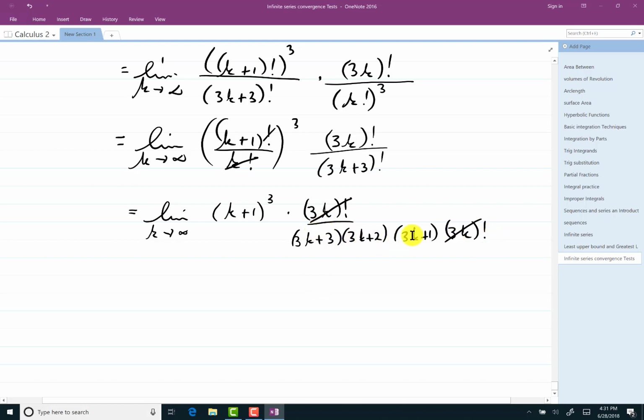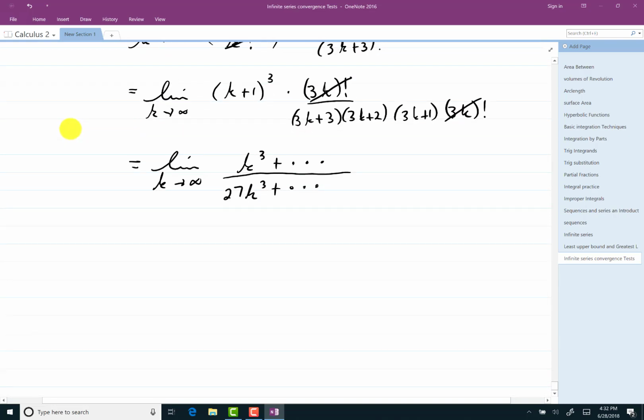Now this is 3 individual pieces. When I multiply them out, I really don't care about all of the terms in that. All I care about is that k plus 1 cubed is going to be k cubed plus lower power things. The denominator, if I multiply 3k times 3k times 3k, I'll get 27k cubed plus other stuff in there. None of that other stuff matters. The fact is that this limit depends on the highest power. So if I look at the coefficients of the highest power, I'll get 1 over 27.